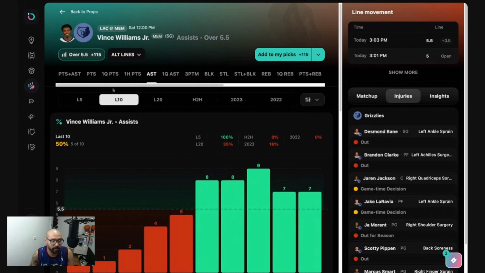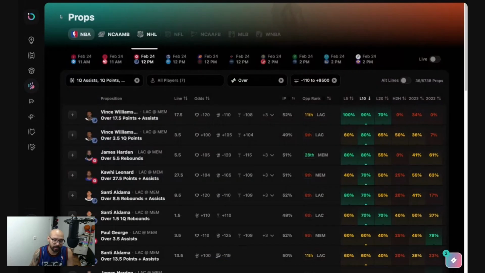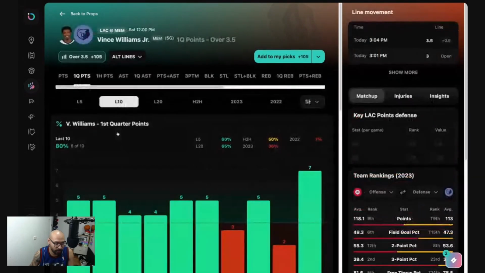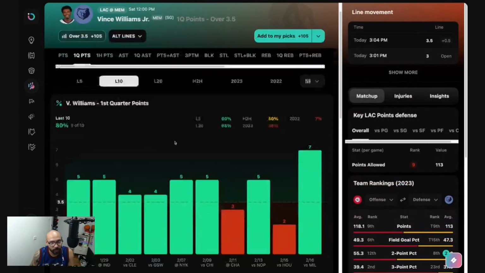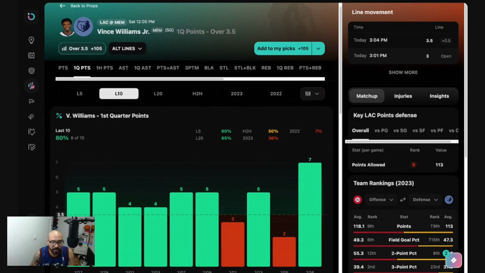I'll probably end up playing both because I'm an idiot and I'm greedy like that. But Vince Williams, I do like. Oh, we got another Vince Williams one that popped up. It's looking at his first quarter points. Over 3.5, you can get that for plus money.